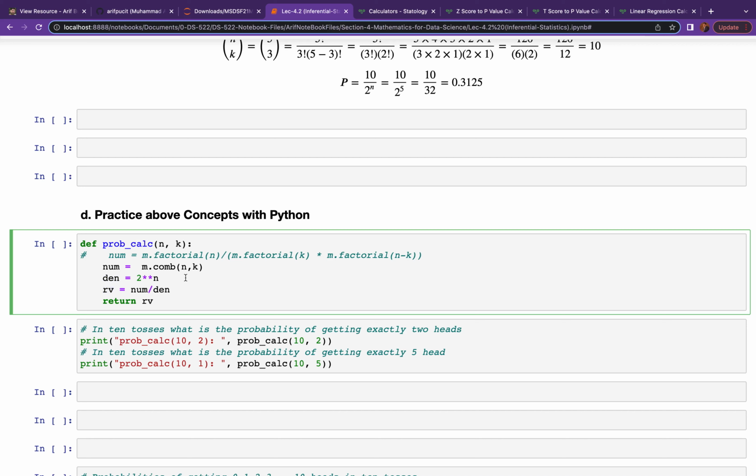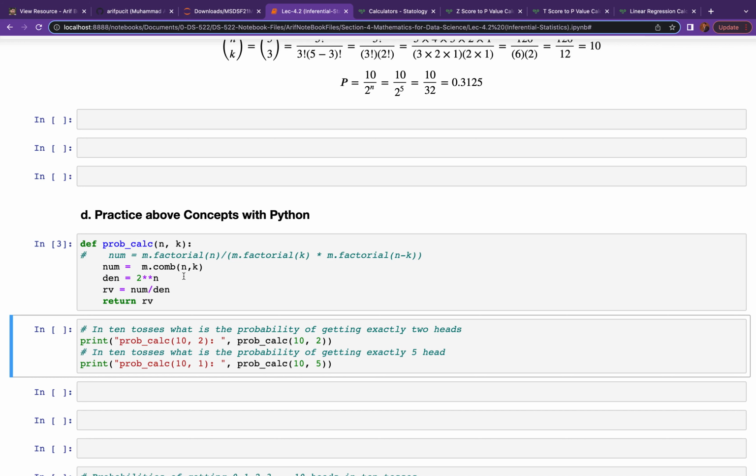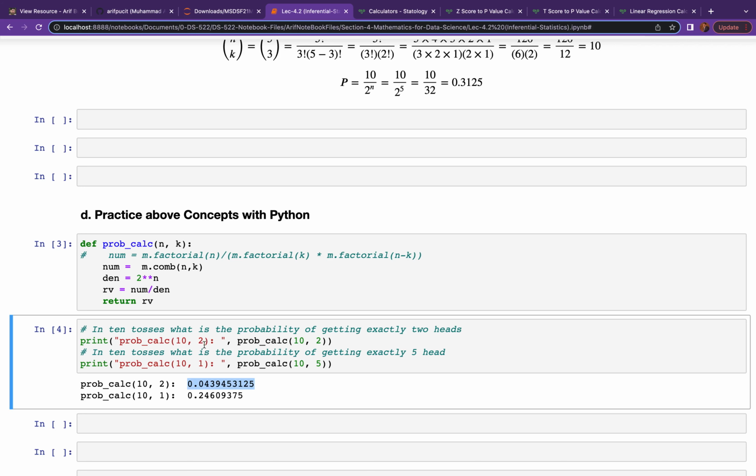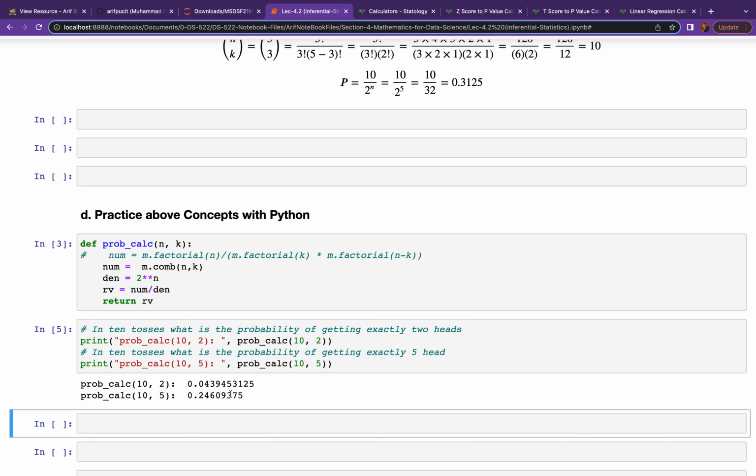Let me first execute this cell and then execute the code of this cell. So great. This is the probability of getting 2 heads, and this is the probability of getting 5 heads. Let me put this 5 over here. Yes, great.